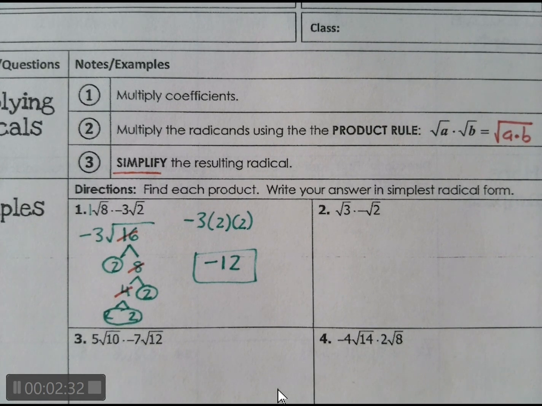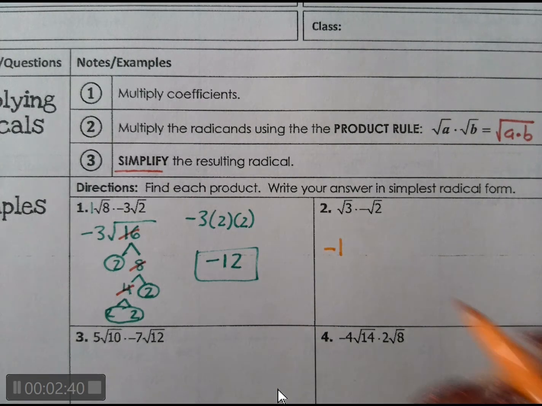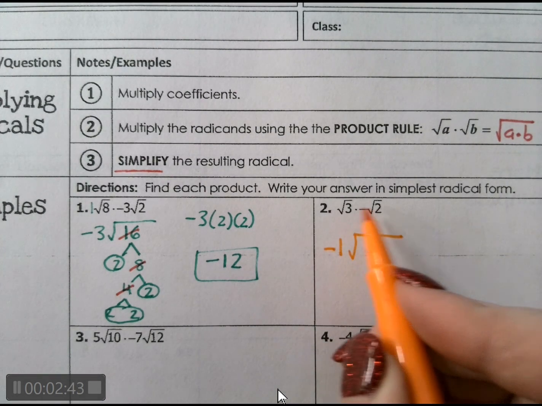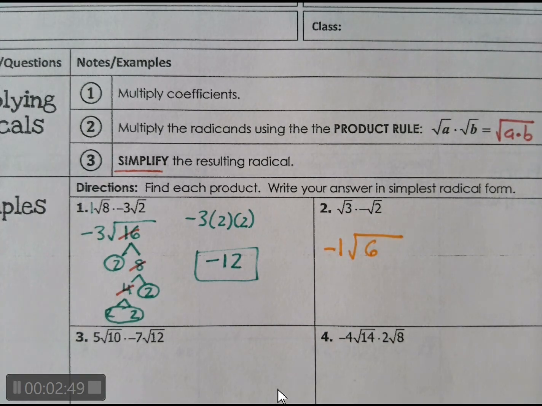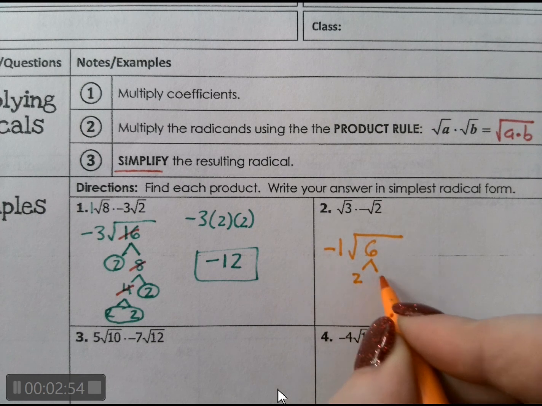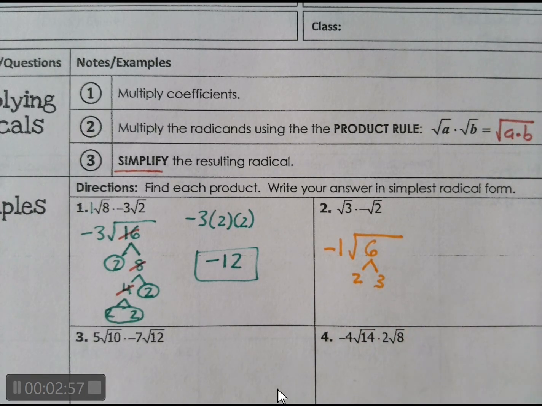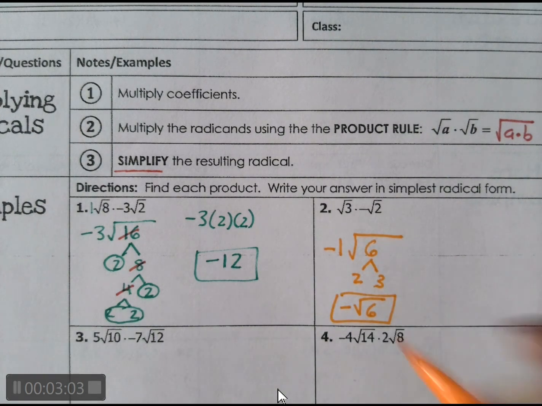For number 2, we have square root 3 times negative 2. Go ahead and put this negative out front. Got a negative 1. And then your square root, just go ahead and multiply these numbers. 3 times 2 will give us 6. Okay? Now, simplify. Factors of 6 are 2 and 3. But that's all that we have. So our answer is just going to be negative square root 6. Because remember, whatever we have left over, we multiply inside the box.